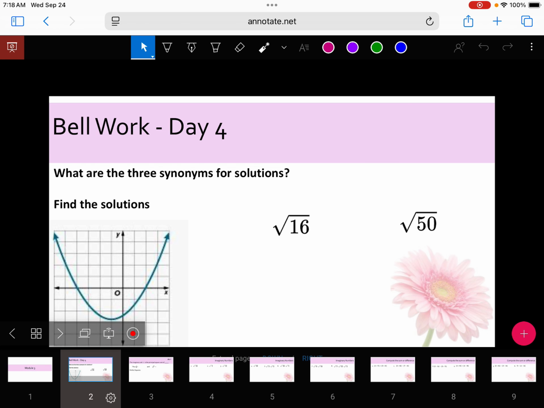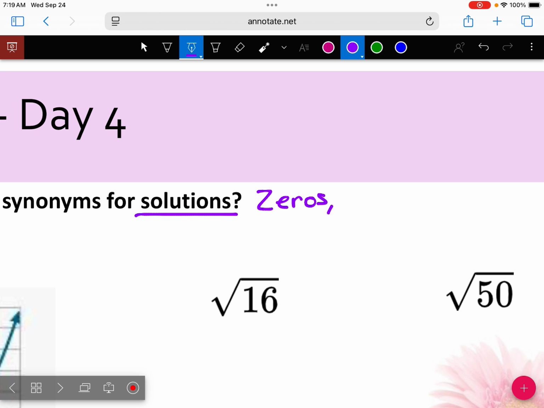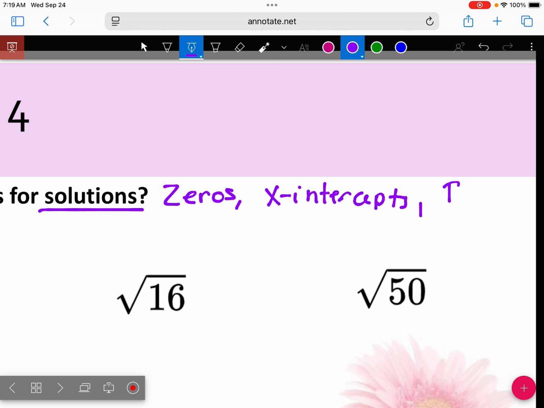Alrighty, let's take a look at these. We talked about these yesterday, that there's 3 synonyms for our solutions. What's one of the other words we can use instead of solutions? Zeros. X-intercepts. One other one. Roots. So zeros, x-intercepts, roots, solutions, those all mean the same thing.